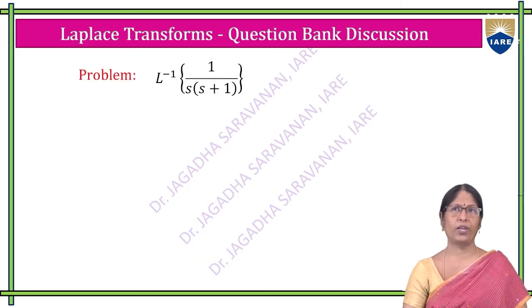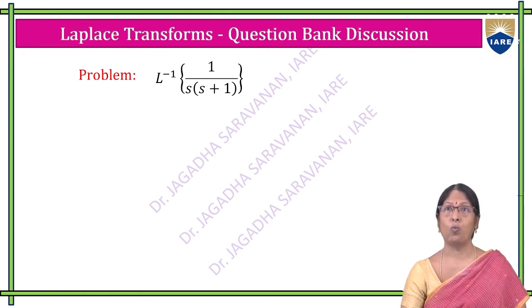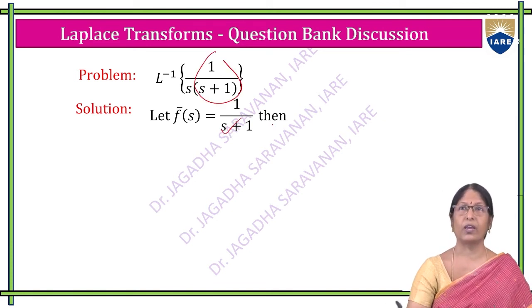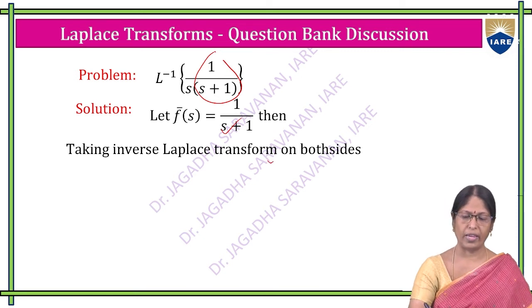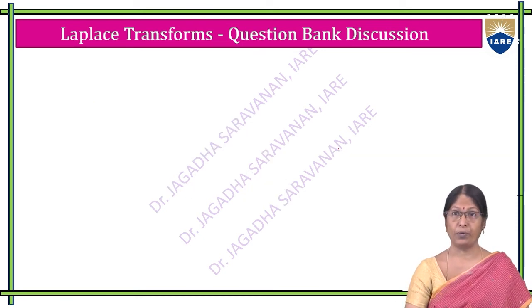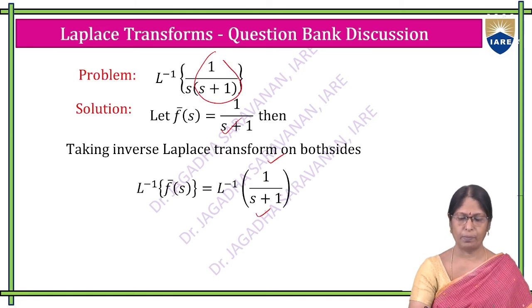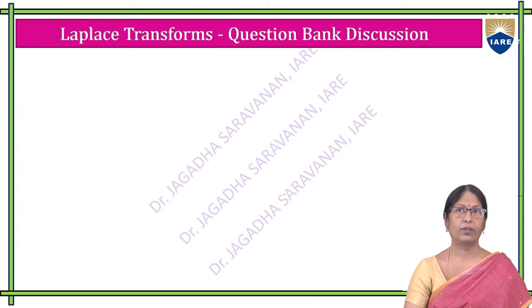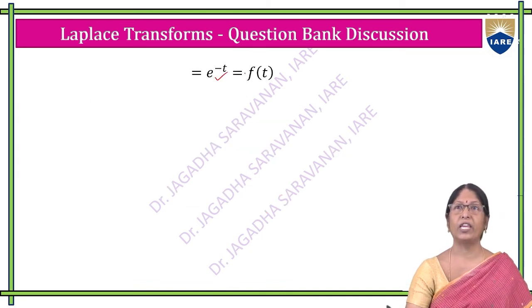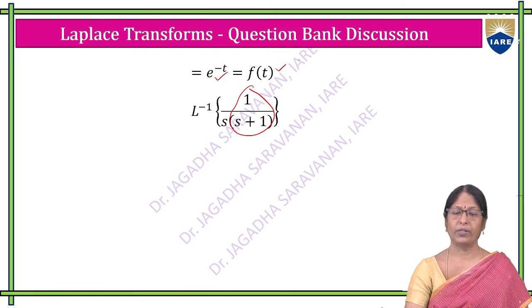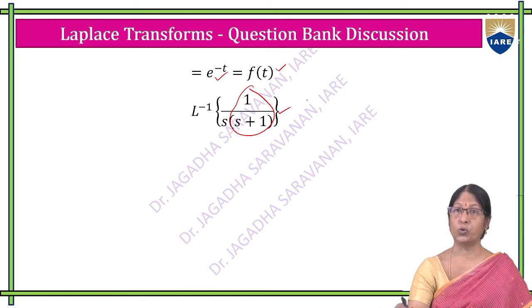The next problem is L inverse of 1 by s of s plus 5. Here we take a part of the equation as f bar of s and take inverse Laplace on both sides. The result is e power minus t with the opposite sign. But we have obtained this result only for this part. The complete problem is this one.